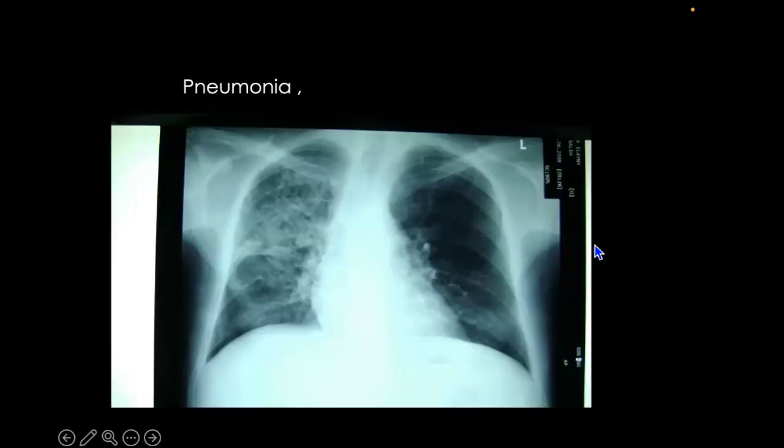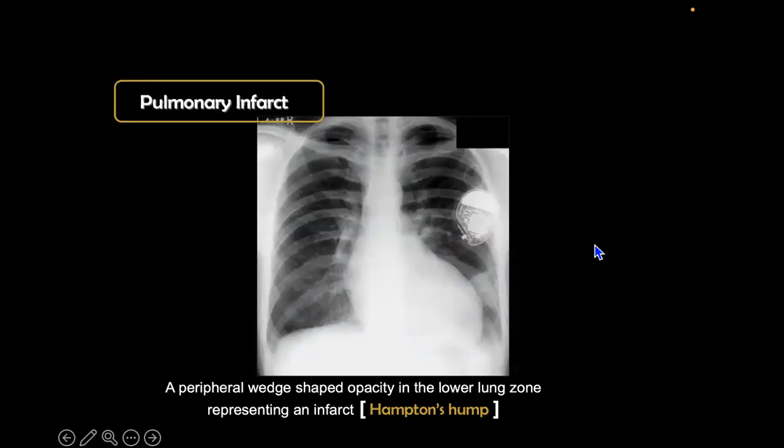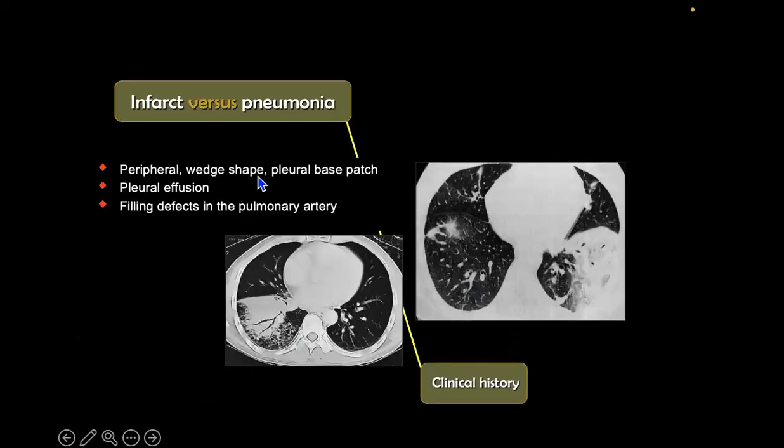So this is pneumonia again. This is a case of pneumonia versus infarction. The pneumonia has air bronchograms, while in the infarction, we don't have this.